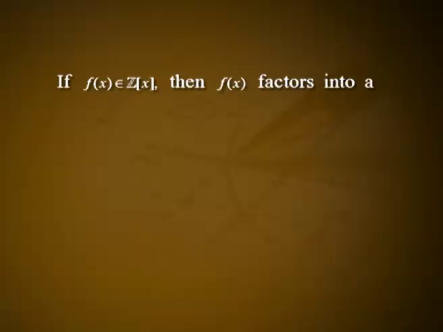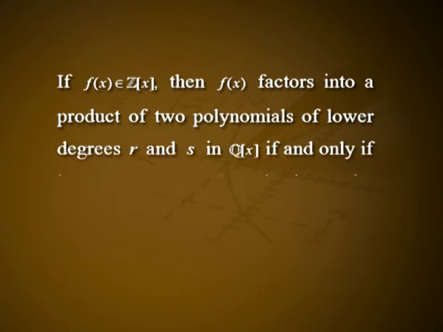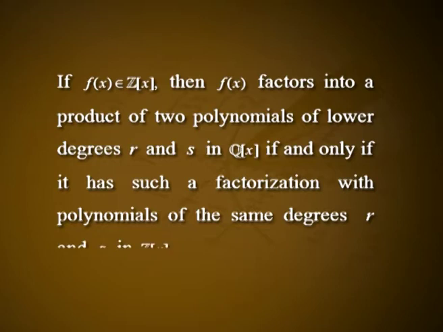Conversely, Corollary 1 of the division algorithm theorem shows that if f(a) = 0 for a belonging to F, then x - a is a factor of f(x). So, f(x) is reducible. We now state an important result. Theorem 4. If f(x) belongs to Z[x], then f(x) factors into a product of two polynomials of lower degrees r and s in Q[x] if and only if it has such a factorization with polynomials of the same degrees r and s in Z[x].